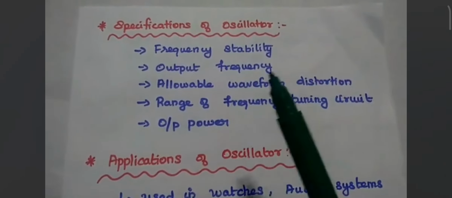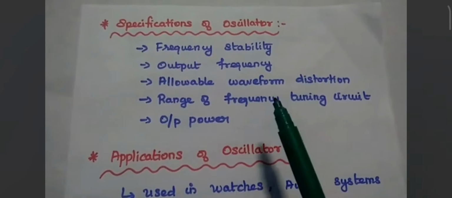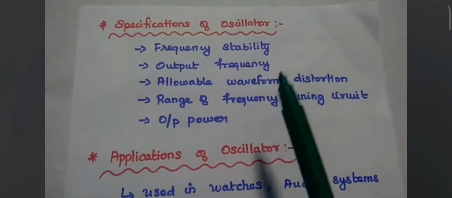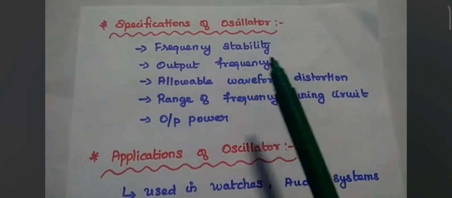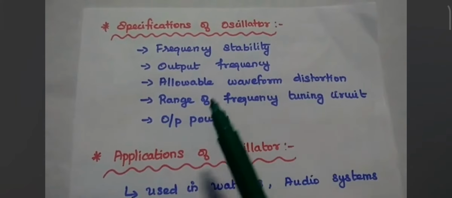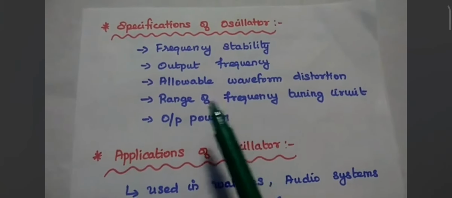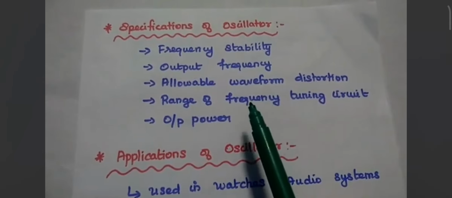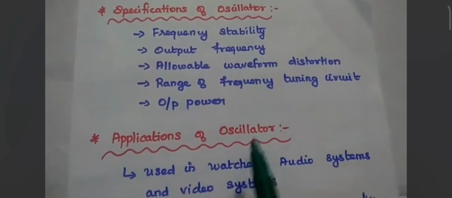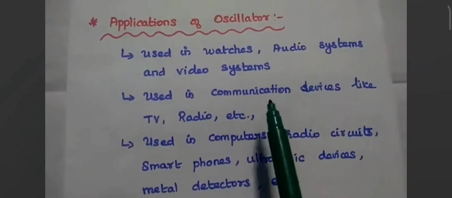So whenever we are going to select an oscillator, we have to consider some specific parameters. Those are given here: frequency stability, output frequency, allowable waveform distortion, range of frequency tuning circuit and output power. So we have to consider all the specifications for our applications. Okay. So the last one is applications of oscillator.